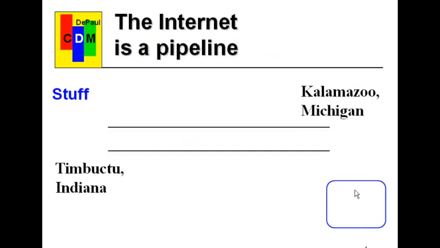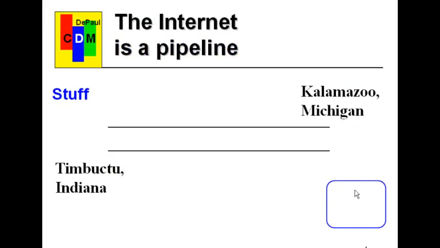Let's take a look here at an animated picture. Suppose we have somebody in one place, Kalamazoo, Michigan, and they want to obtain some information from a computer that's located in Timbuctu, Indiana. Perhaps these places exist, perhaps not. I'm not so sure about Timbuctu. I know Kalamazoo is there in Michigan. So there's stuff, and this stuff is really HTML and pictures. So what's going to happen? How does the machine in Michigan get the stuff?